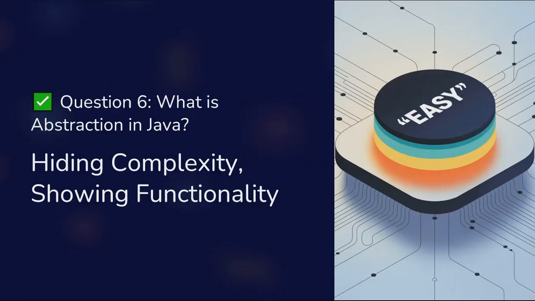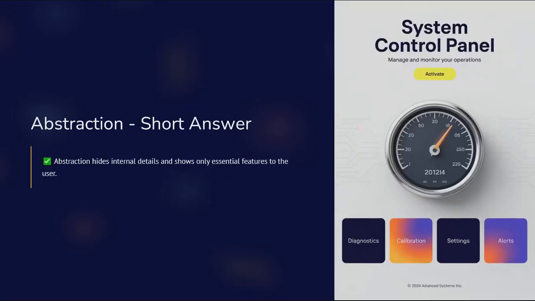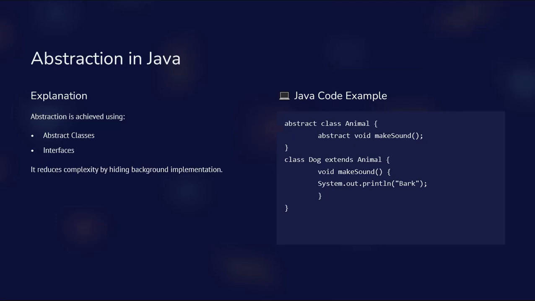Our next question is: what is abstraction in Java? Hiding complexity, showing functionality. Abstraction hides internal details and shows only the essential features to the user. This is the exact answer you can give in your interview. The explanation: abstraction is achieved using abstract classes and interfaces.